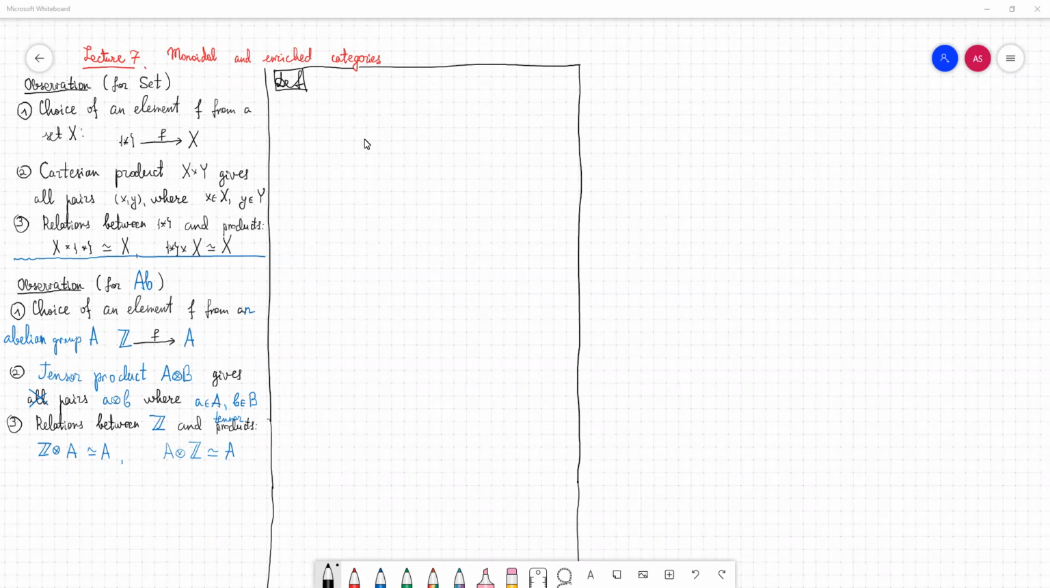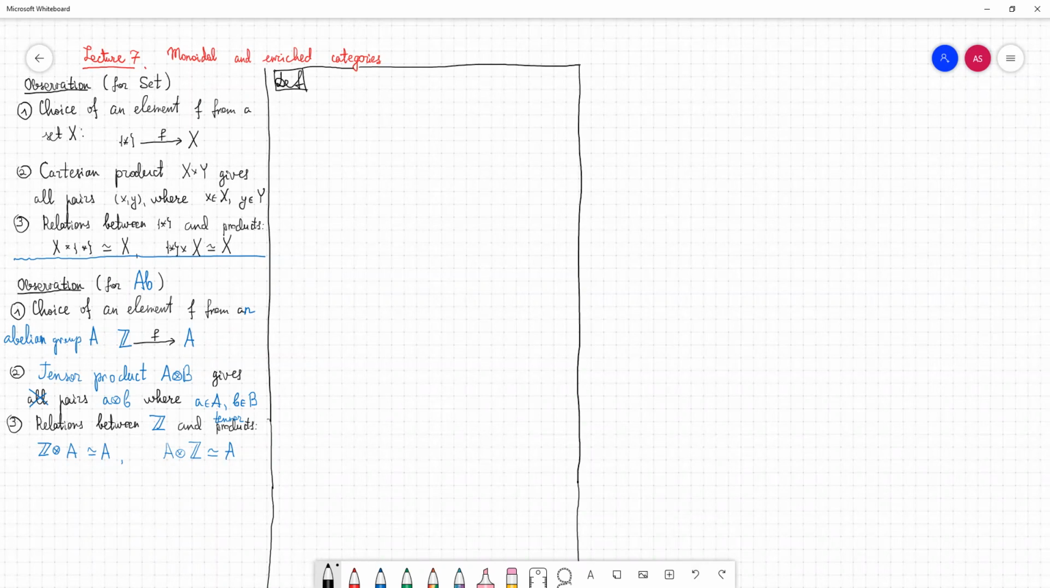So first of all, let's observe that in the category of sets, the choice of an element f from a set X is a map from a one-point set. I'm right now highlighting where I am reading. I prepared a little, very little. It's a map from a one-point set to our given set X, which picks up the element f. I also call this map f. That's the first observation, about the choice of element.